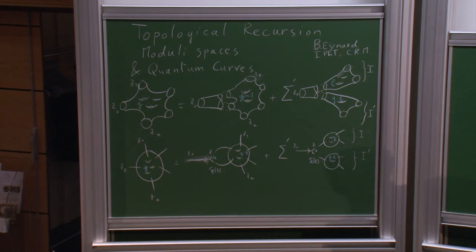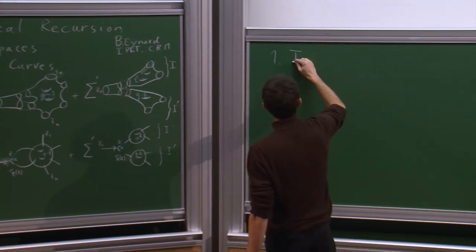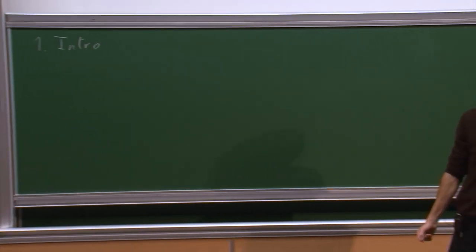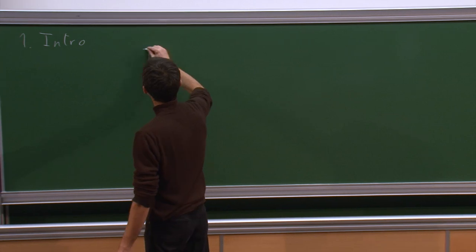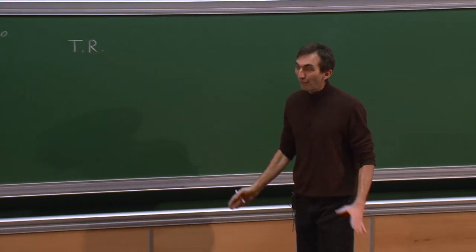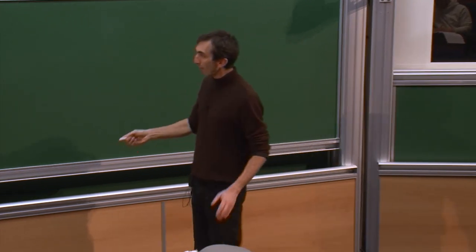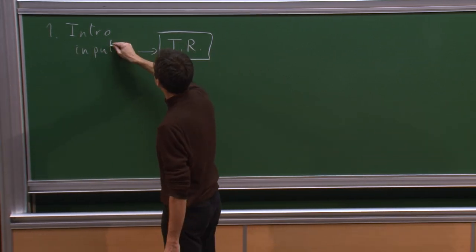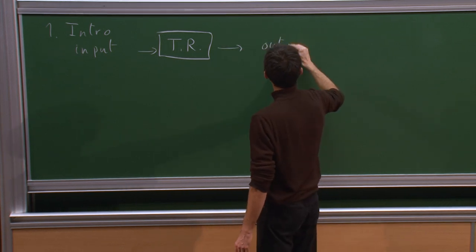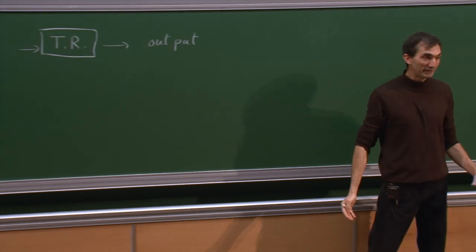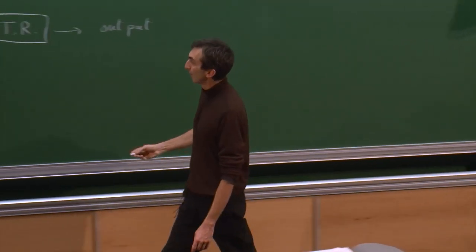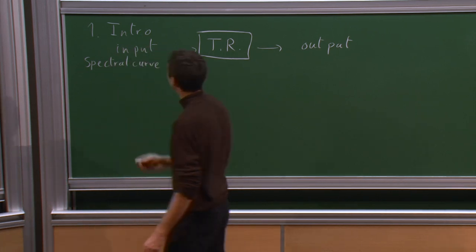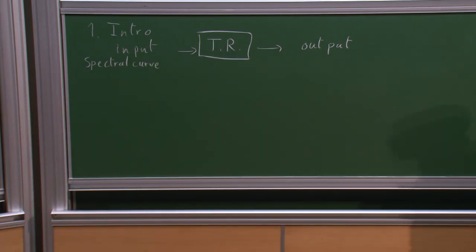So, just to start, I will start with an introduction, just what it is about. The topological recursion, I will write it TR, is, for the moment, just take it as a black box which takes an input and gives an output. It's an algorithm which takes an input and gives an output. The input is a spectral curve, which I will explain in more detail later, but for the moment I will just give a vague idea.